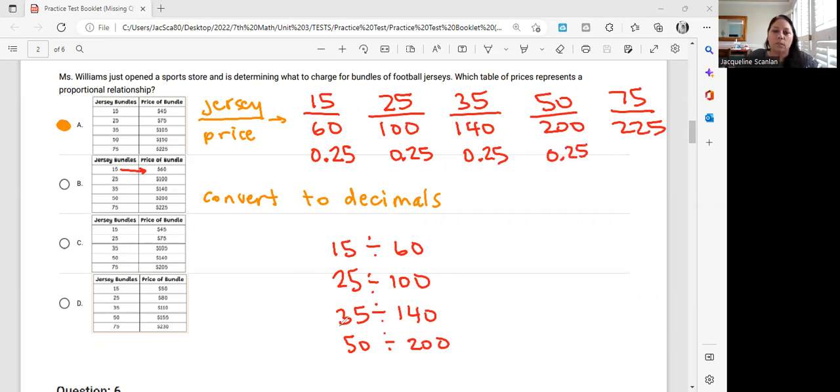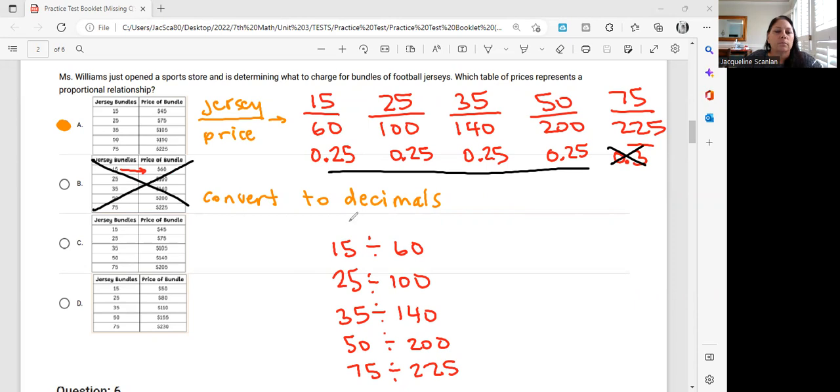And finally, I'm going to do 75 divided by 225. And I get 0.3333333333. All right, so this last fraction is what makes this not proportional. This is not equal to all of the rest of these decimals, therefore it is not proportional. That's what it will look like if it is incorrect.